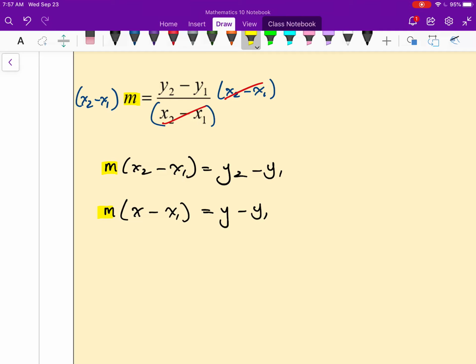And going back to the slope formula, the idea is you look at two points. You call one point x1, y1. You call the other point x2, y2. You plug in the coordinates, you do a little bit of arithmetic, and you have your slope. I'm not using this to find the slope. I'm using this to find an equation.